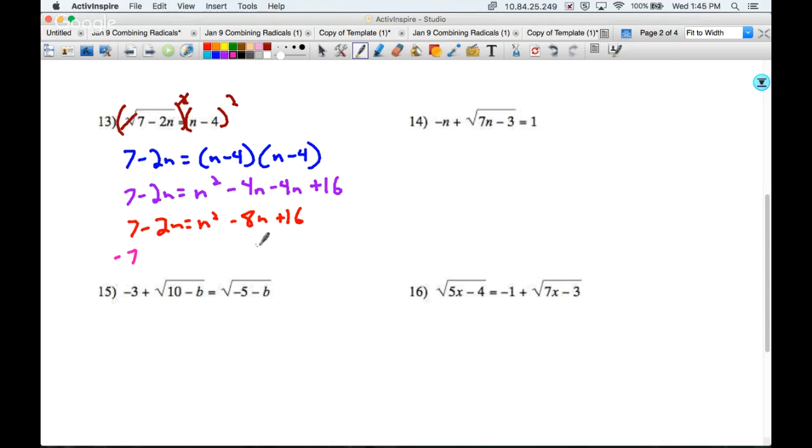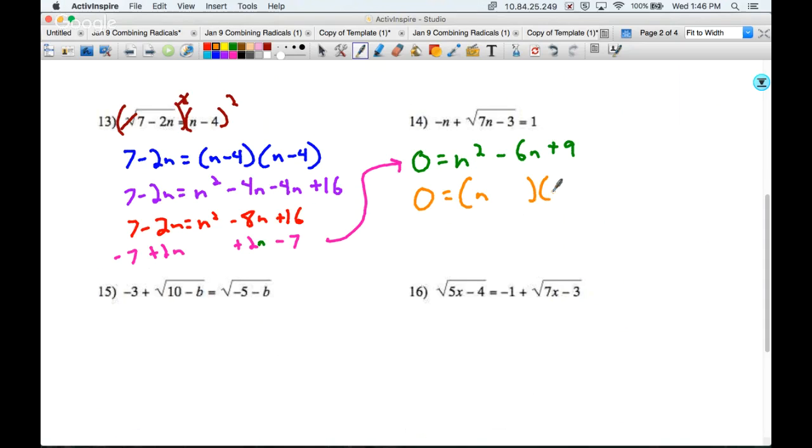Subtract 7 from both sides and add 2n to both sides. This is going to give us 0 equals n squared minus 6n plus 9. So once I had the quadratic, I knew that to solve it, I needed to set it equal to 0 so that I could factor and then use my zero product property. Pretty much once you've got that n squared, you know I'm trying to get this equal to 0 because I can't really do anything until it's equal to 0.